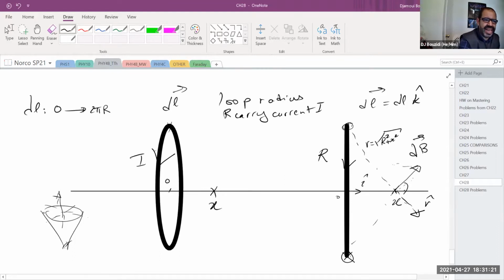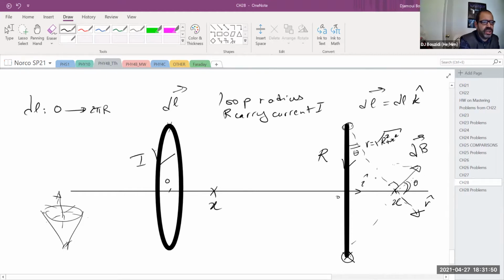So I need to take this angle into account, okay? Provided this is perpendicular, by the way, because dB has to be perpendicular to r hat. So this angle, which I'm going to call theta, is the same as this angle theta. The reason I'm saying it's the same angle theta is that both of them, when you add them to this angle, will add up to 90 degrees. So this is theta, and that is theta, okay? And the projection along the x-axis is going to involve dB times cosine of theta.